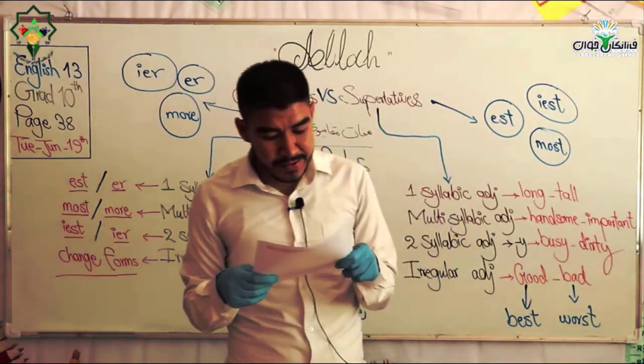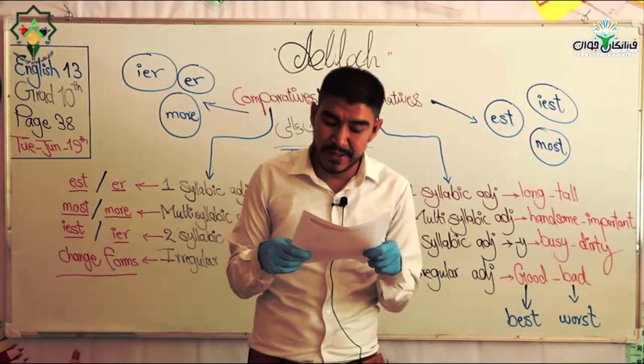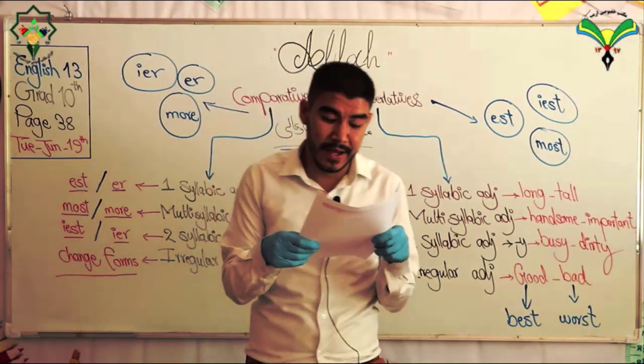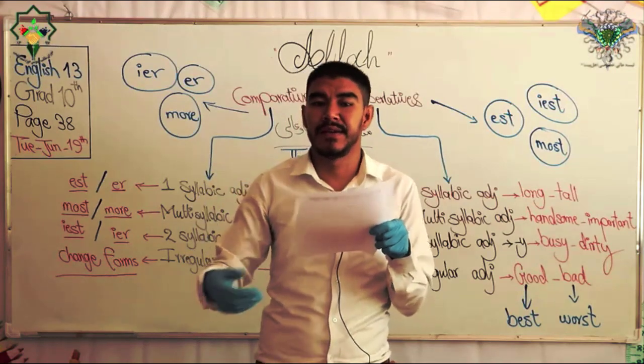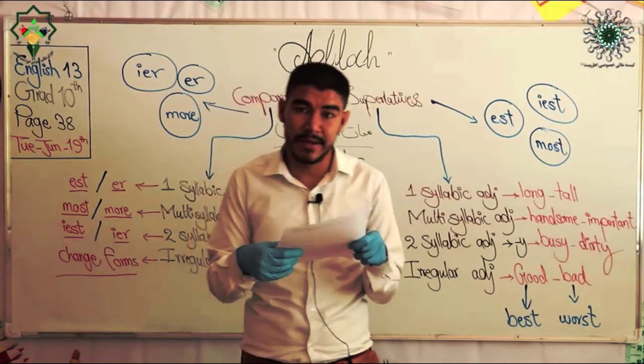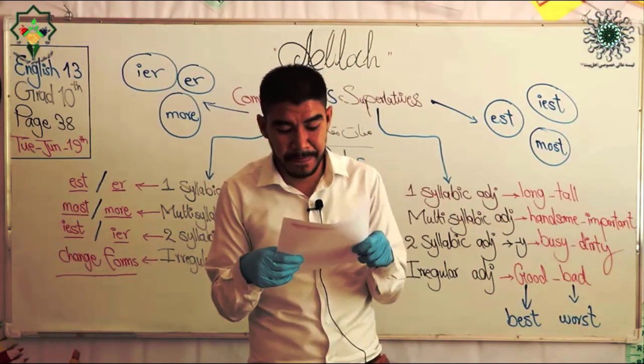Most. Nasser is the most intelligent student in the class. Okay, most it means بیشترین. Okay, this is the superlative form of adjective.